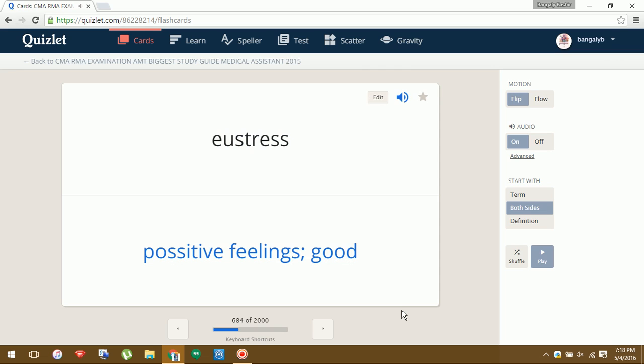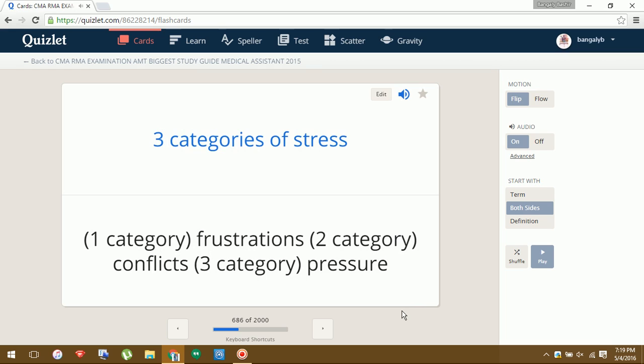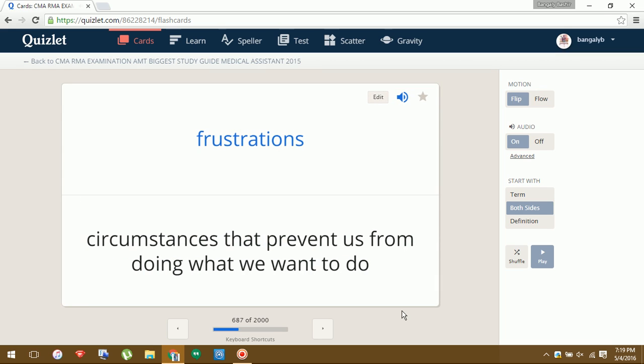Eustress. Positive feelings, good. Distress. Negative feelings, bad. 3 categories of stress: frustrations, conflicts, pressure. Frustrations. Circumstances that prevent us from doing what we want to do.